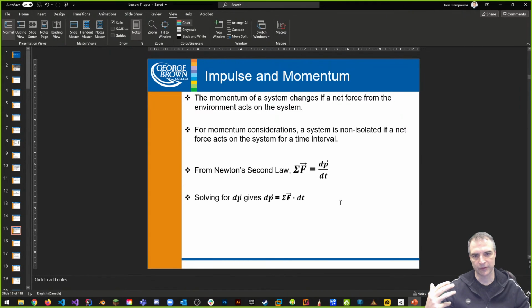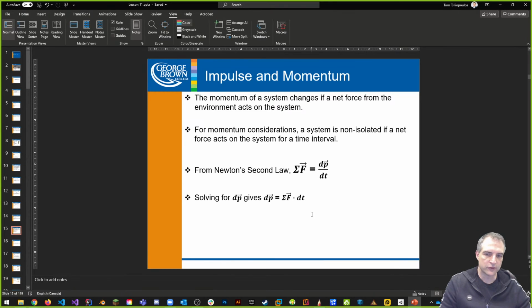Okay, we want to talk about the difference between impulse and momentum. In the momentum of a system, if a net force from the environment acts on the system, then from a momentum consideration, a system is non-isolated if a net force acts on the system for a time interval. The example we just talked about earlier, on the y-axis, is non-isolated because gravity is acting on it. Whereas on the x-axis, there are no other forces acting on it, so it's an isolated system.